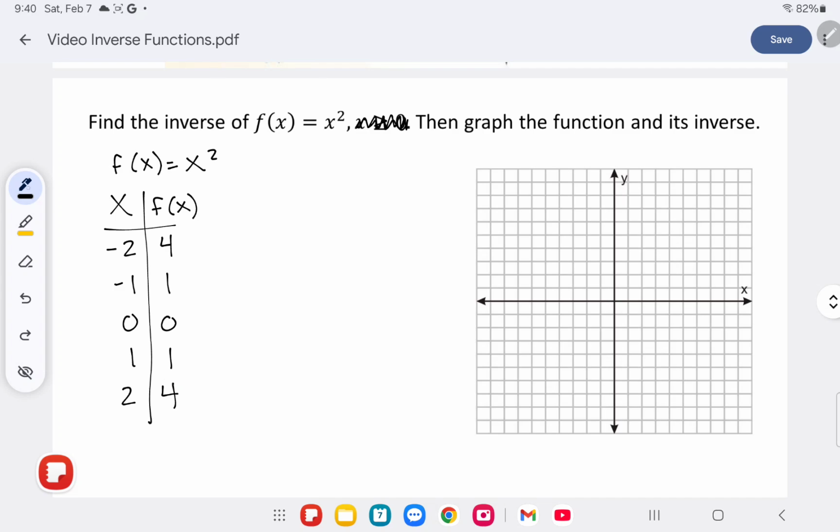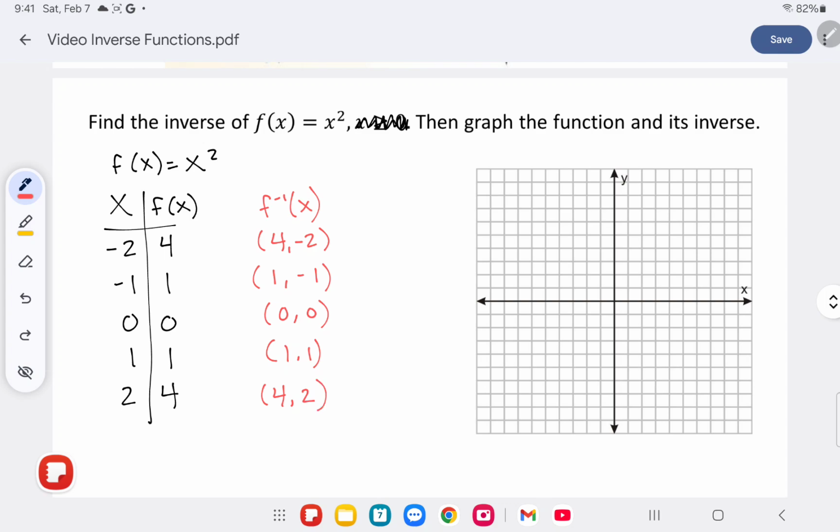So here's what would happen for the inverse. Because we saw before that for the inverse, we just flip-flop the x and the y values. If the point -2, 4 is on f, the point 4, -2 is on the inverse. -1, 1 becomes 1, -1 for the inverse. 0, 0 flip-flopped is still 0, 0, same with 1, 1. But then here we have 4, 2 instead of 2, 4. Here's where our problem lies.